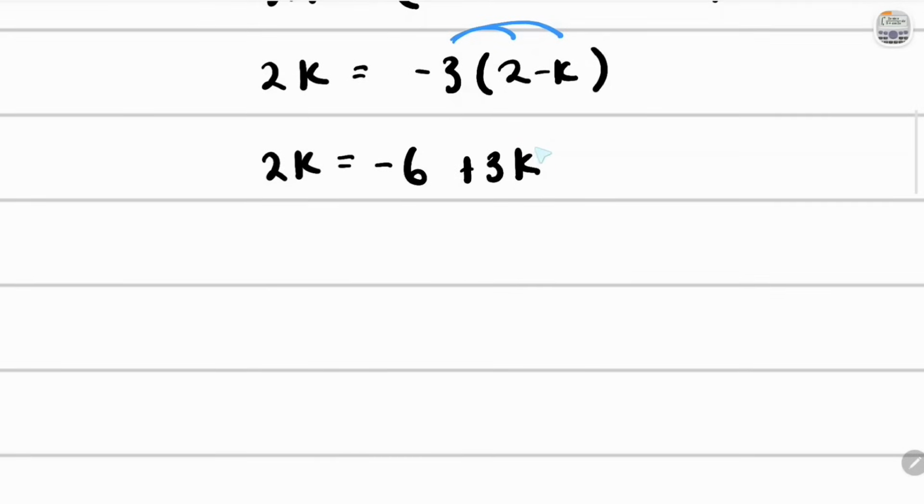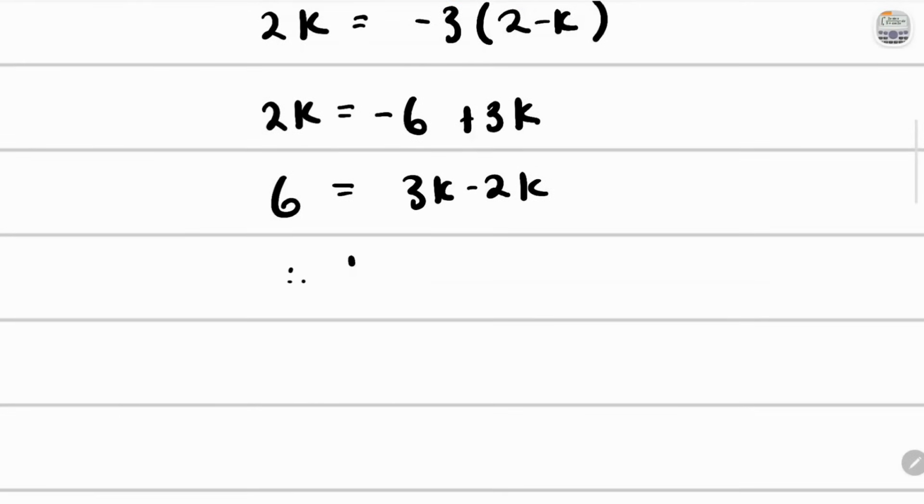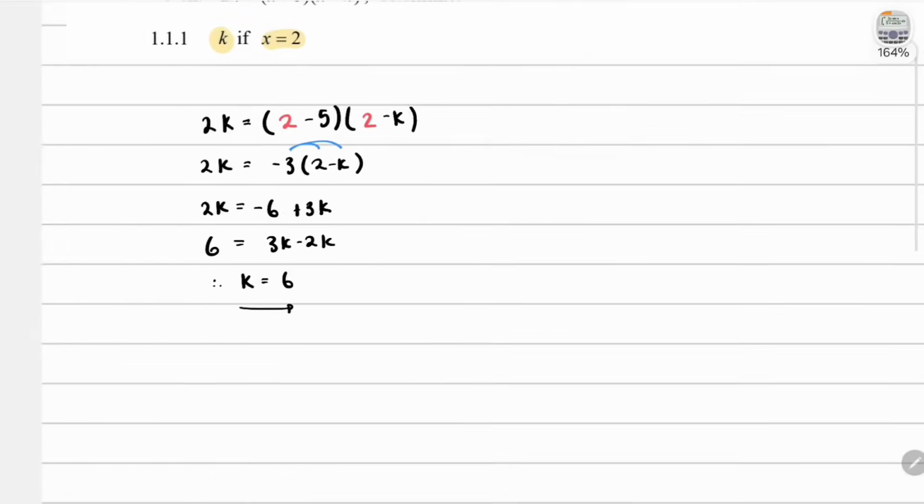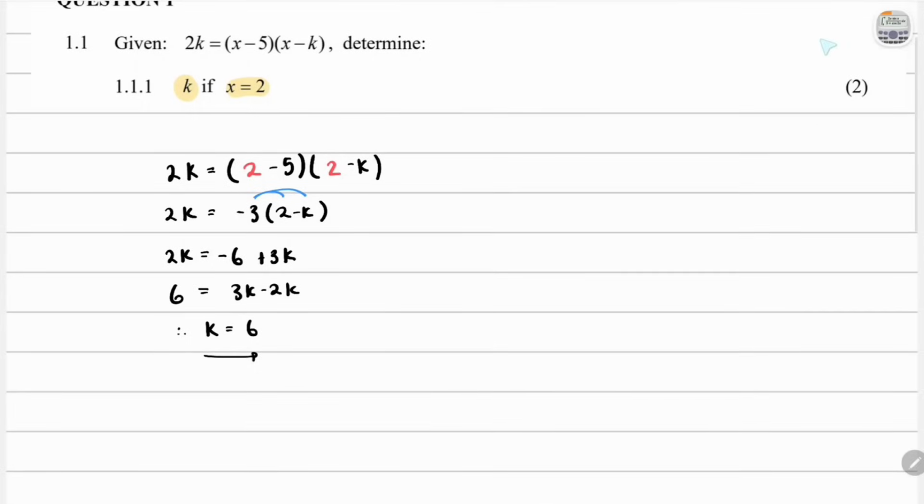Now we can transpose the 2k so that it comes over with this k, and then transpose the negative 6. So that becomes a positive 6, and that is 3k - 2k. Therefore, k is equal to 6, and that is our answer. Moving on to the next question.